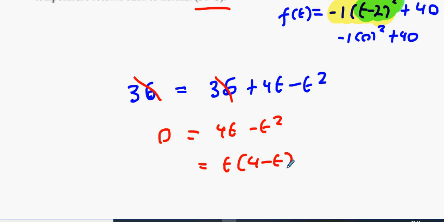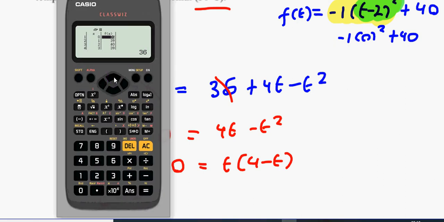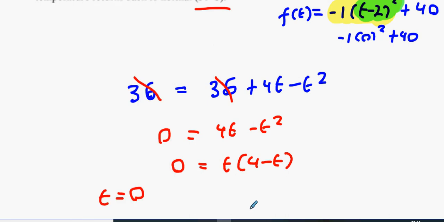Now, you have two answers. You have t equals 0. We already knew that, didn't we? At t equals 0, the answer is 36. And then the other answer, 4 minus t equals 0. That means 4 equals t, or t equals 4. And that's what we're looking for.